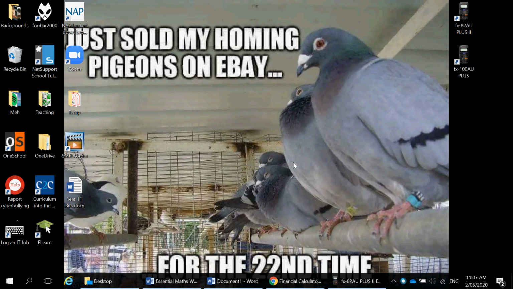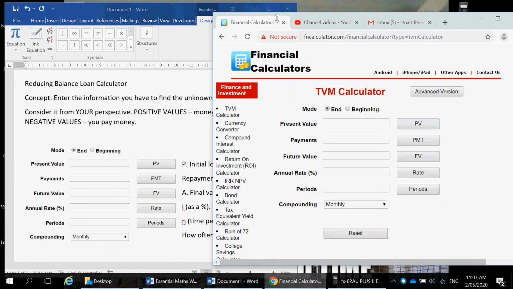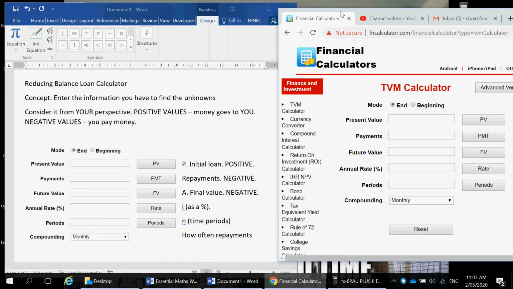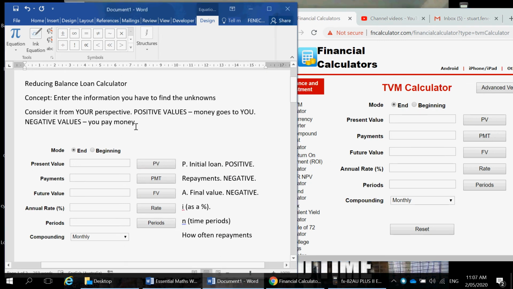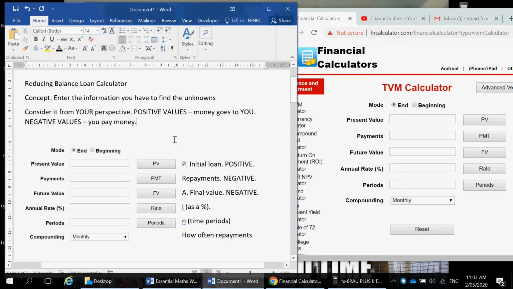Hello there, Year 11. We're back again for the final instalment for Week 3, which again is on reducing balance loans. The most common type of reducing balance loan that you see everywhere is home loans. There's situations where you borrow a large amount of money and you gradually repay it over a number of years. Usually repayments are monthly, but repayments can also be quarterly or fortnightly or weekly.